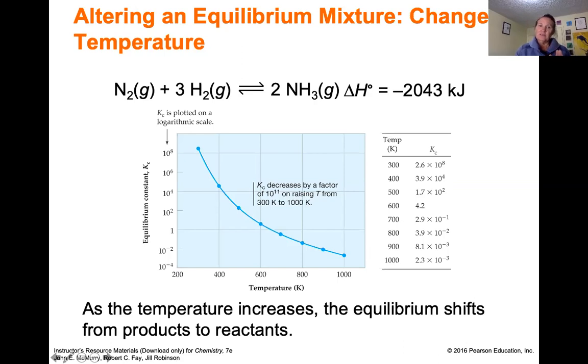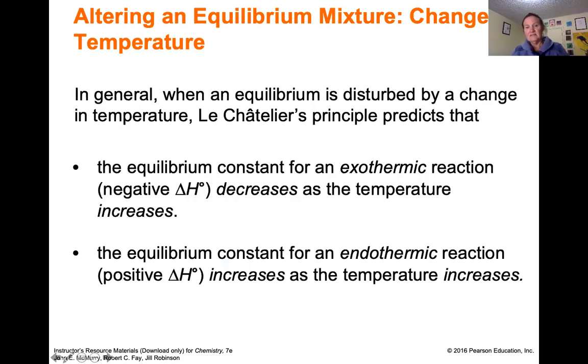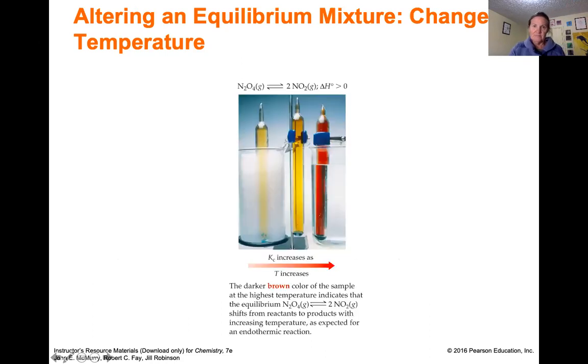So if it was endothermic, you could think conceptually that the heat's on the reactant side. If you raise the temperature, you add more heat, it wants to alleviate that, and then it would go forward. So for an endothermic reaction, you can think of the heat as a reactant, and if you increase the temperature, that reactant goes up and you want to relieve that stress, so it will react forward, it will consume some of that heat.